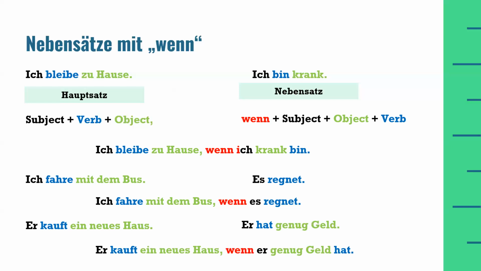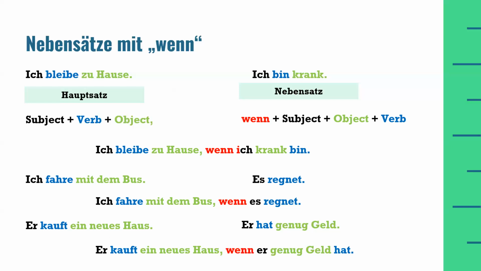So the Hauptsatz will come as it is. There will be no difference. There will be no changes. And in the Nebensatz, we have to make changes and we have to convert that sentence into a specific sentence structure. So the Nebensatz starts with wenn.